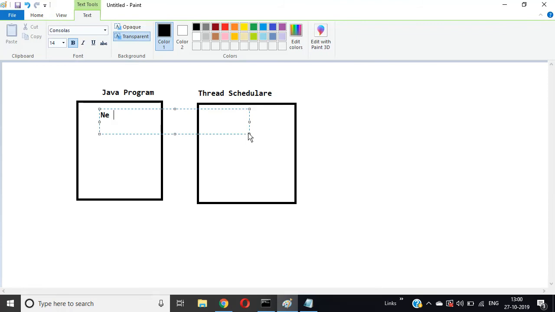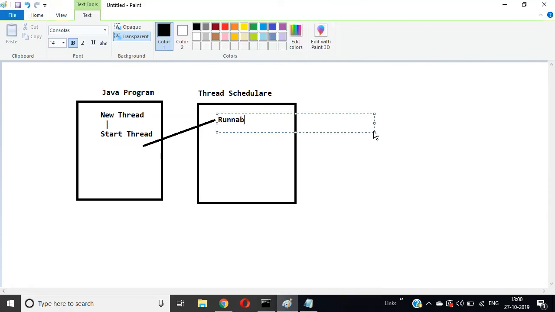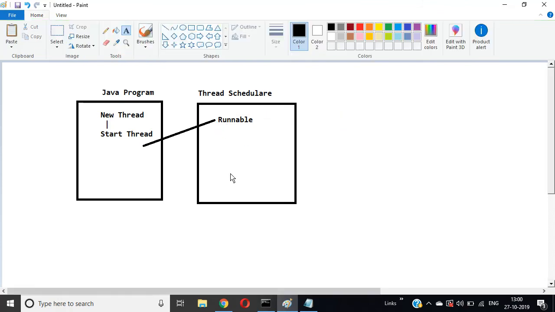First here we have a new thread. Then start thread. Right, we have first a new thread, then start thread. Then next, in the thread scheduler, it is a runnable state. Here we have the runnable state.